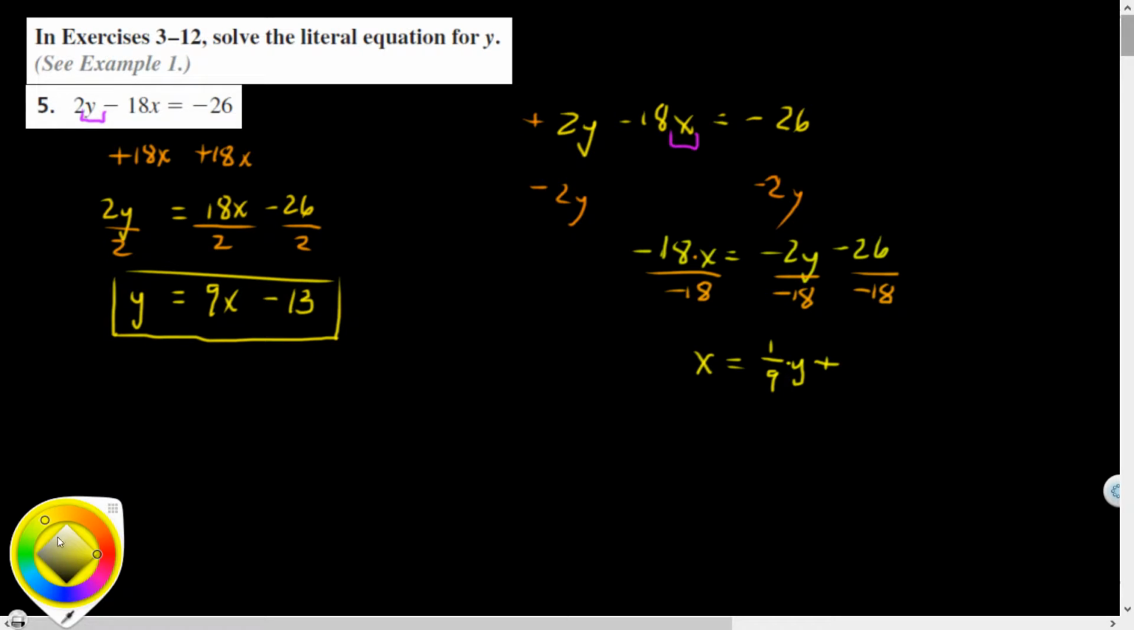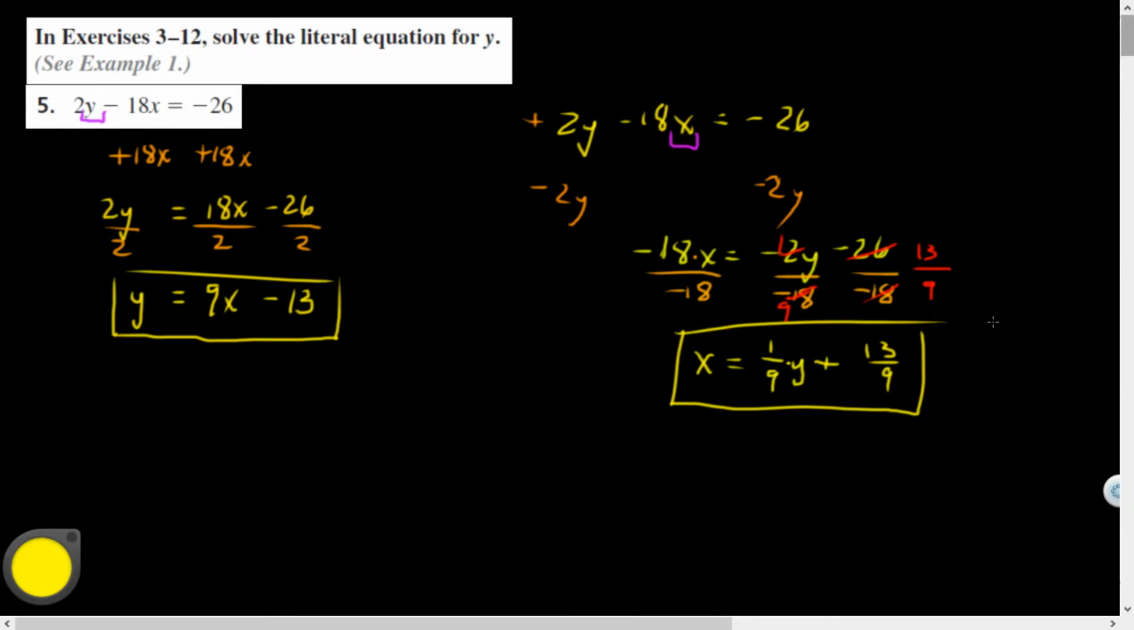Both of those look like they're divisible. 2 went into 2 once and into that 9 times. And this one looks like they're both even. 2 goes into that 13 times and into 18 9 times. So I'll have plus 13 ninths would be the solution there. So that's the idea: solve for the variable, pretend all other variables are just numbers, and depending on which variable I solve for, I'm going to have a different outcome.